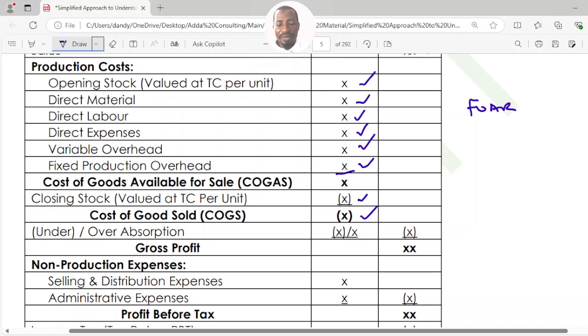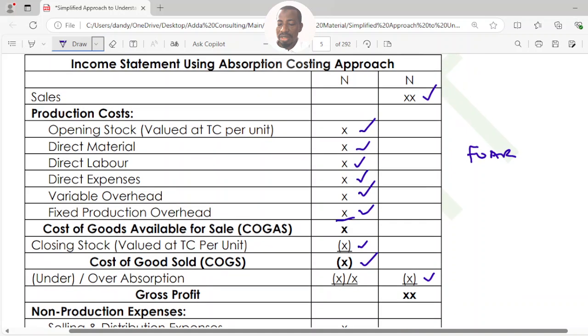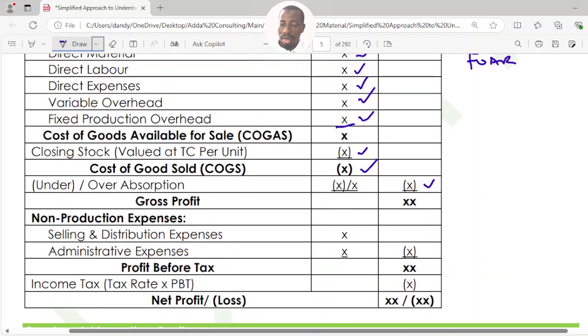Immediately after cost of sales, I need to adjust for overhead absorption. It could be under-absorbed overhead or over-absorbed overhead, and we are going to discuss this. Whatever the case may be, I will make the adjustment. If I have under-absorbed overhead, I will deduct it from the cost of goods sold. If I have over-absorbed overhead, I will add it to the cost of goods sold. The difference is what I am going to deduct from the sales value.